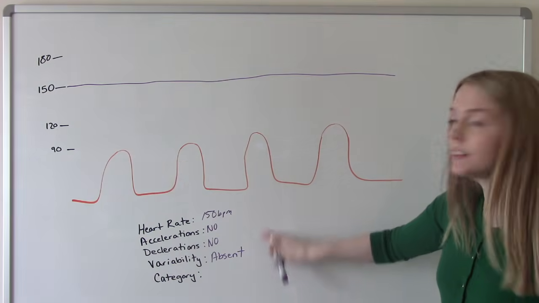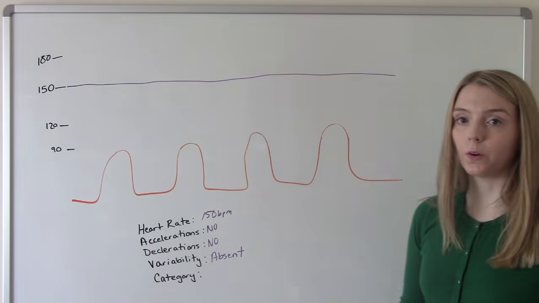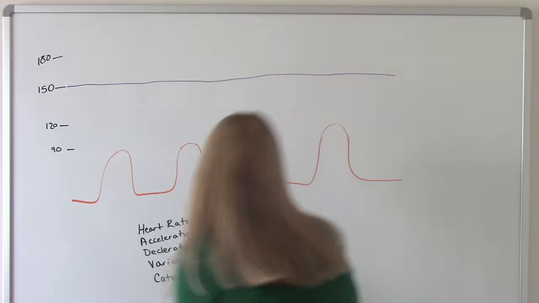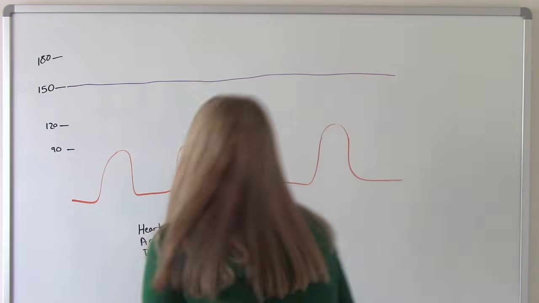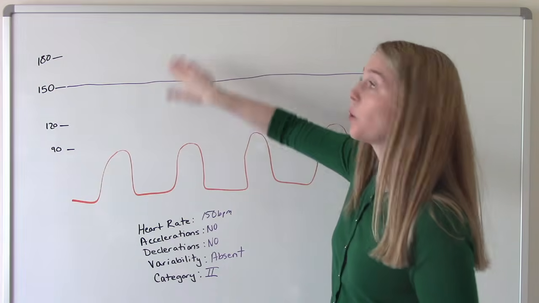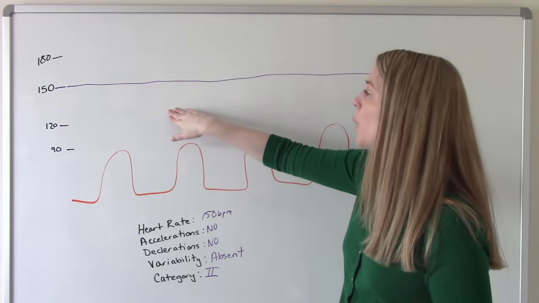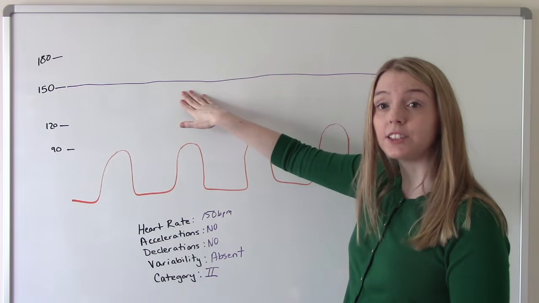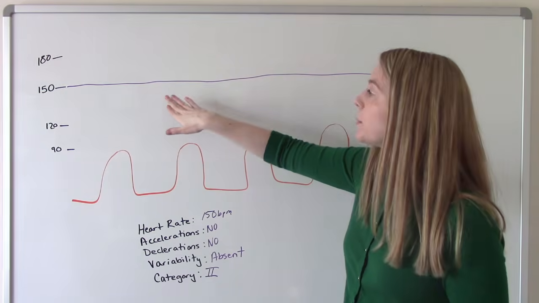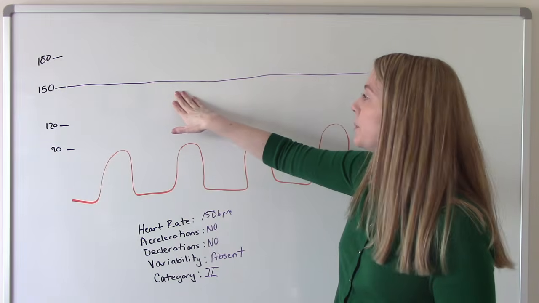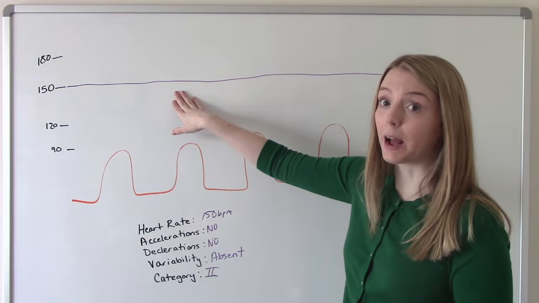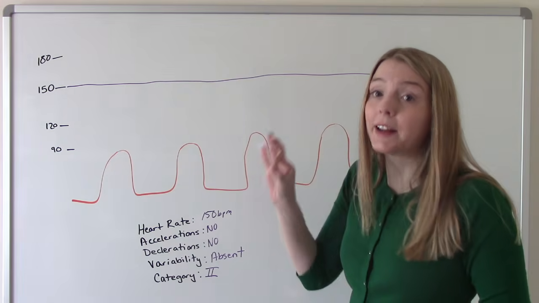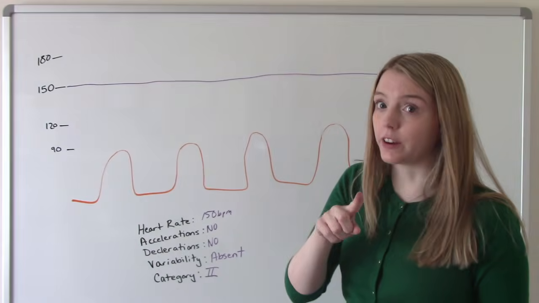And then knowing all of this information, what is our category? This is a category 2. So our heart rate is in a normal range, which is a good thing, right? We don't have any accelerations, but that's okay. But we also don't have any decelerations, and that's good. So baby could be sleepy, or baby could be under the influence of a medication we gave to mom. But this is okay for now. We're gonna keep an eye on it, but it's okay for now.